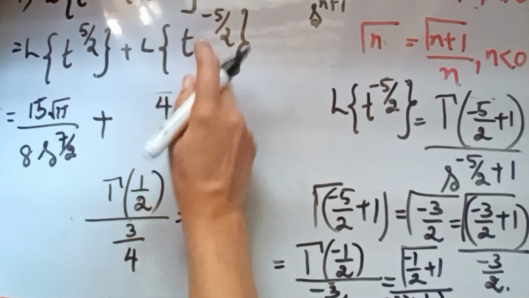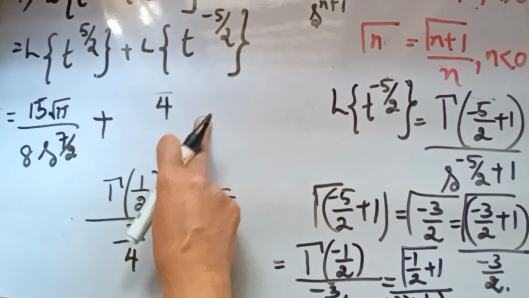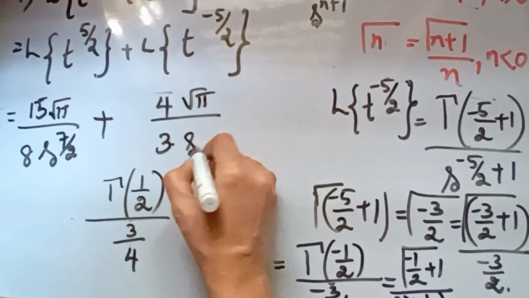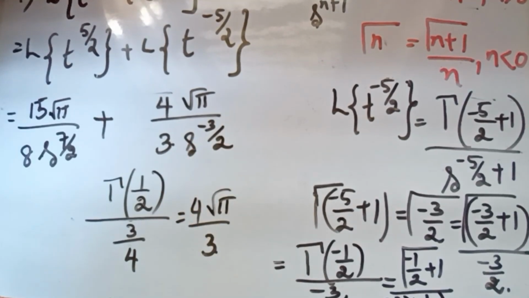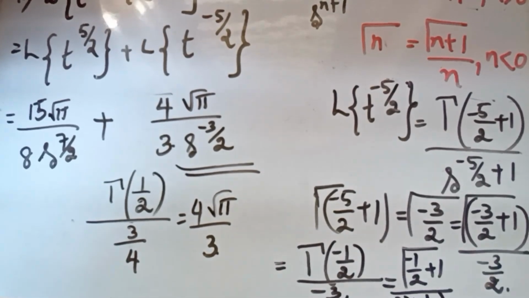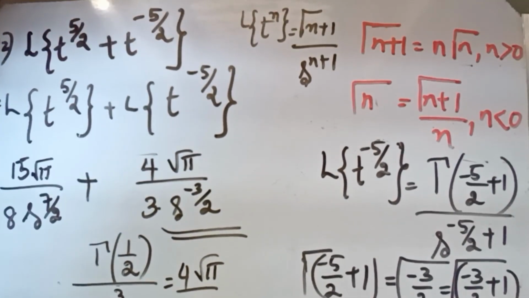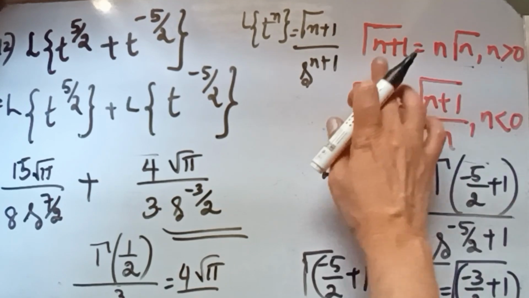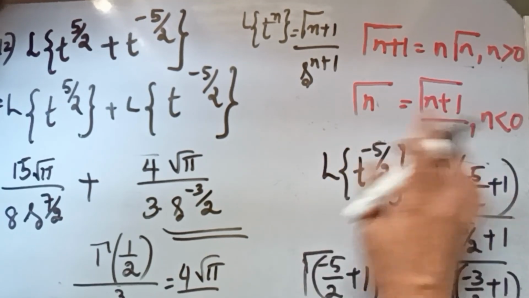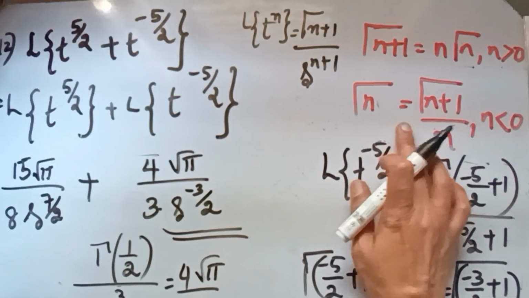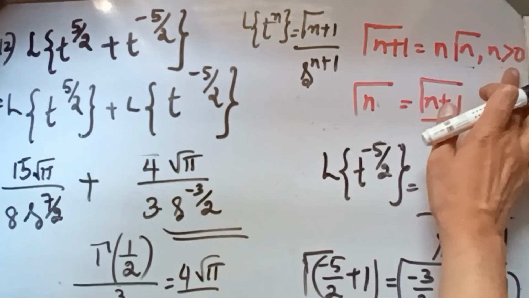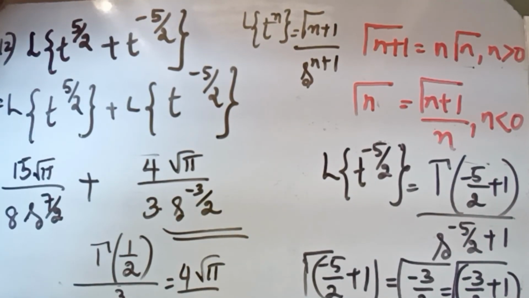Hence, you will get the Laplace transform of t power minus 5 by 2 as 4 root pi divided by 3 into s to the power minus 3 by 2. This is the required answer. So, you have to remember the property of the gamma function. When n is positive, gamma of n plus 1 is n into gamma of n. And when n is negative, gamma of n is gamma of n plus 1 divided by n. Negative means divided by, positive means into here. I hope you understood.